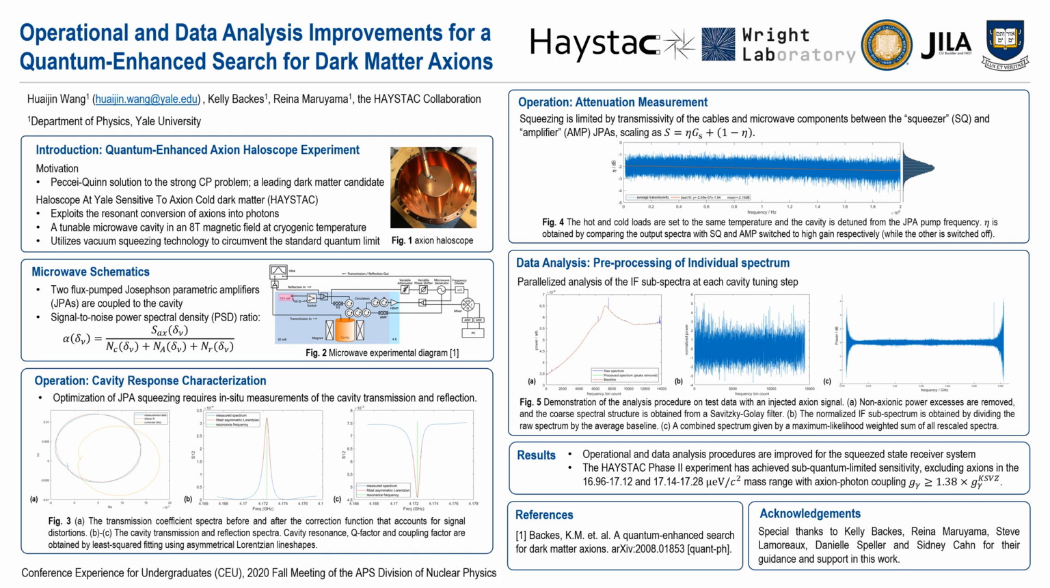From September 2019 to April 2020, the Haystack experiment has covered from 4.1 to 4.178 GHz. The search rate is enhanced by a factor of 2 as the squeezing setup enabled us to break through the standard quantum limit, and we have excluded the presence of dark matter axion in this mass range.